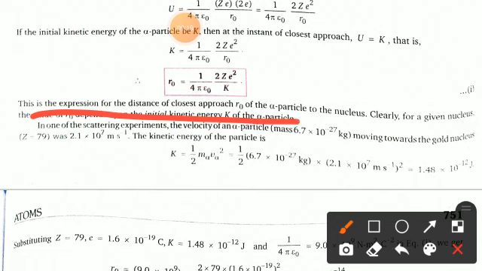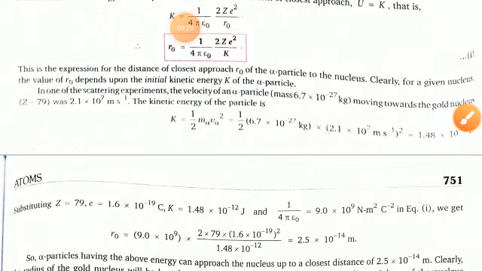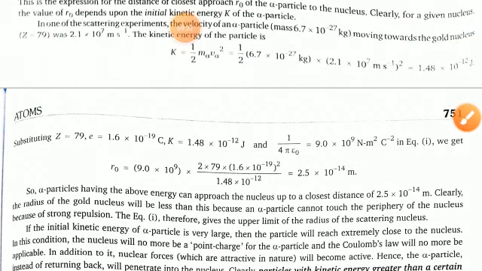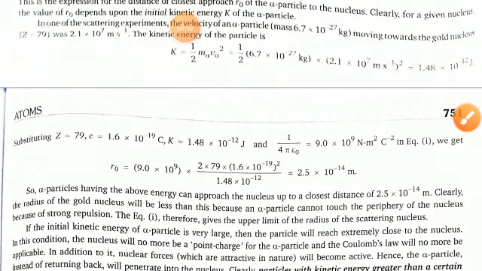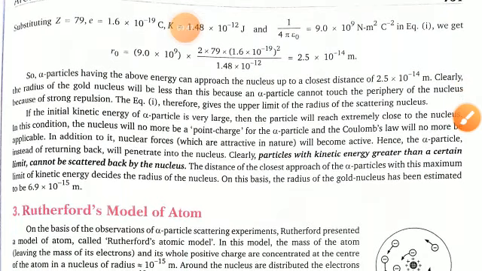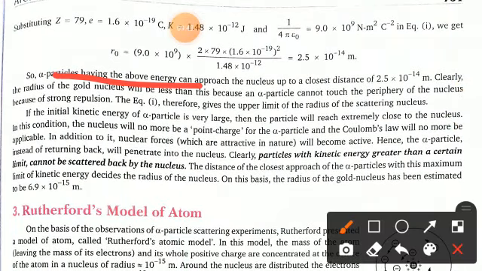Fine. So if in the scattering experiment the velocity of an alpha particle of mass 6.27 into 10 to the power minus 27 kg moving toward the gold nucleus was this much, the kinetic energy of the particle you can easily find out, 1.48 into 10 to the power minus 12 joule. Now put the values in this formula of Ze and all the expressions. So finally the distance comes out to be 2.5 into 10 to the power minus 14 meter. So we can say that an alpha particle having the above energy can approach the nucleus closest to a distance of how much? 2.5 into 10 to the power minus 14 meter. Clear?